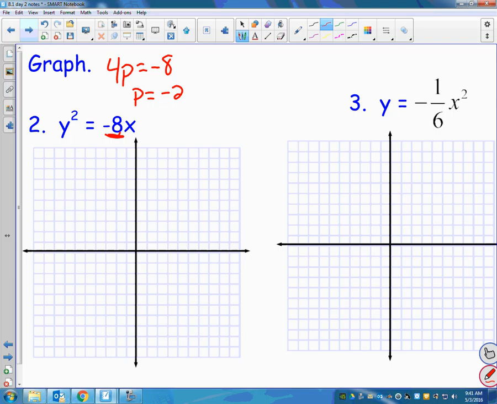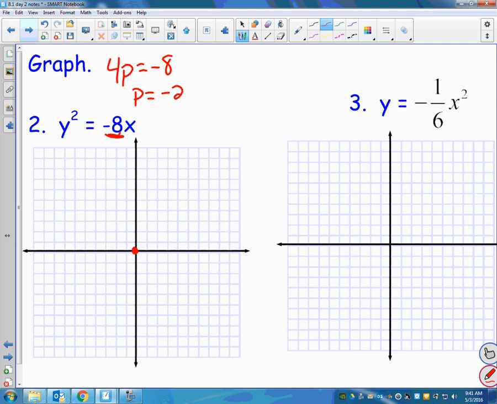So every time, step 1, get the squared term by itself. Step 2, find what p is. And then you can graph this without ever having to make a chart if you know which way it opens and you use your focal width. So, my vertex, you agree my vertex is (0, 0) again? Always, not so far. So (0, 0). Since y is squared and x isn't, should this be opening side to side or up and down? Side to side.